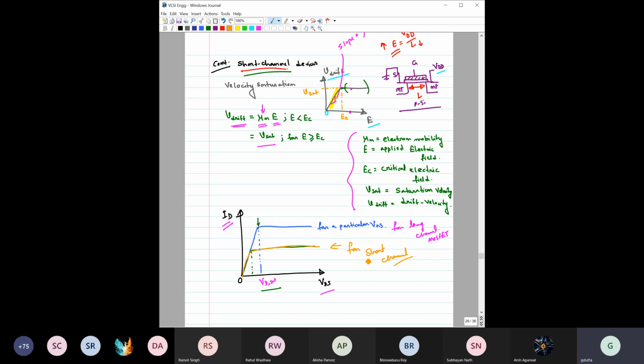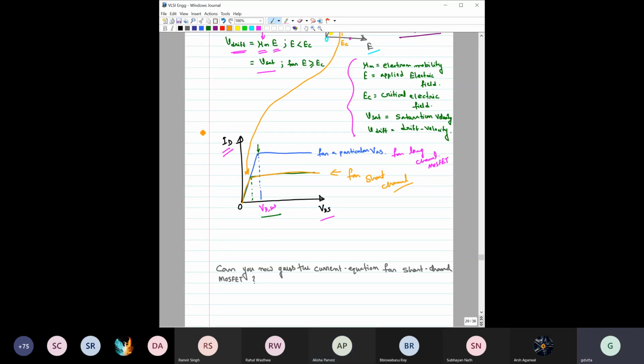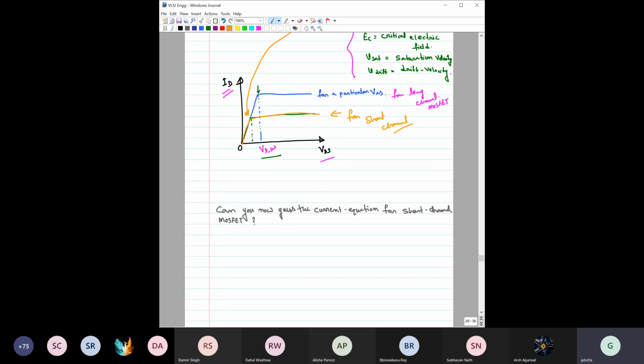Is this part clear to you? Yes, Alicia? Yes, sir, it's clear. Okay, if you have understood this, then please tell me what would be the expected equations for this short channel MOSFET.